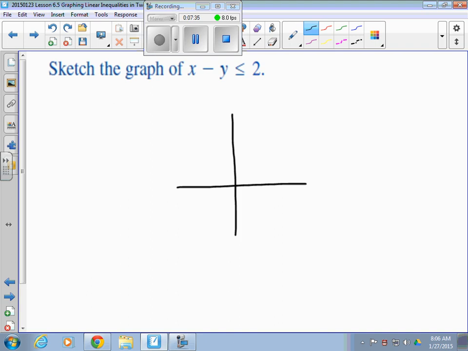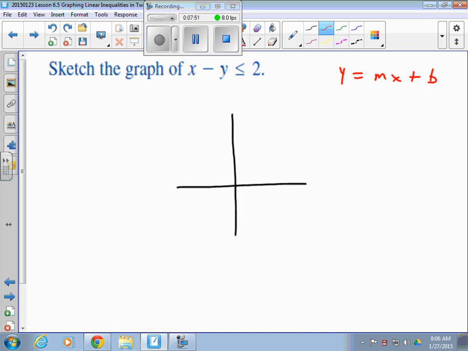Okay, let's take a look at this one. X minus y is less than or equal to 2. Make it say y equals mx plus b so you can graph it. Again, you can graph it in standard form using intercepts. Most people don't feel as comfortable with that method.